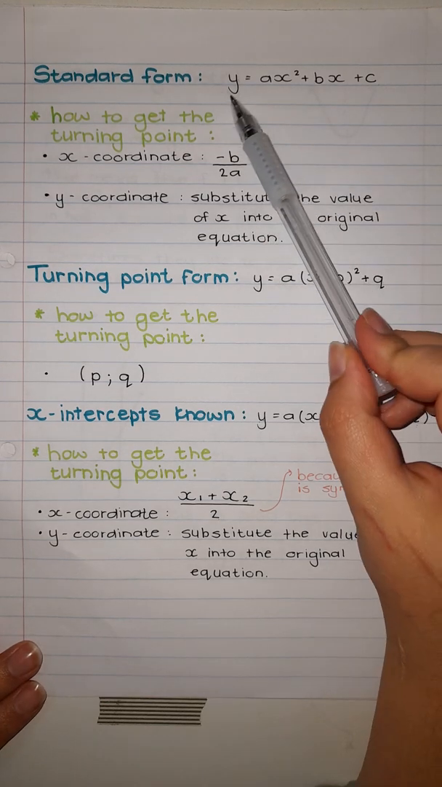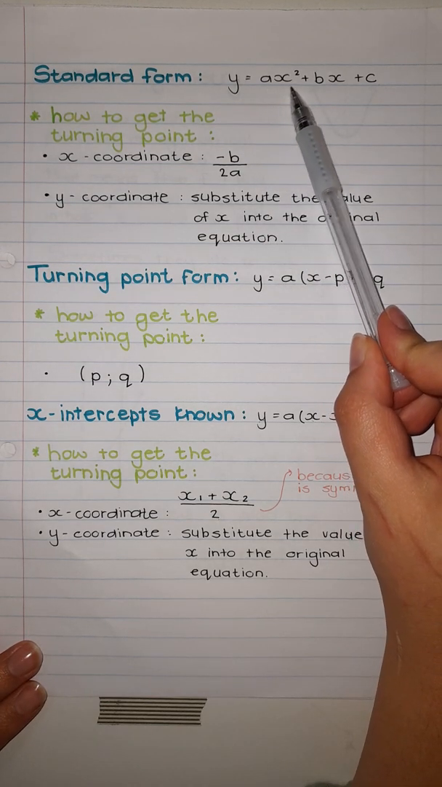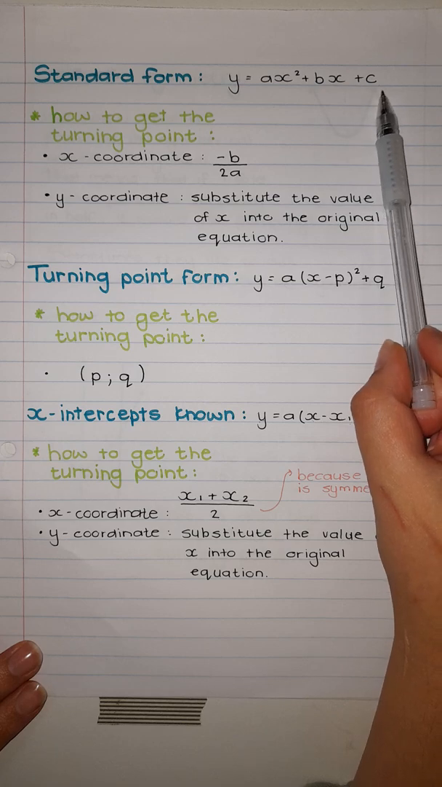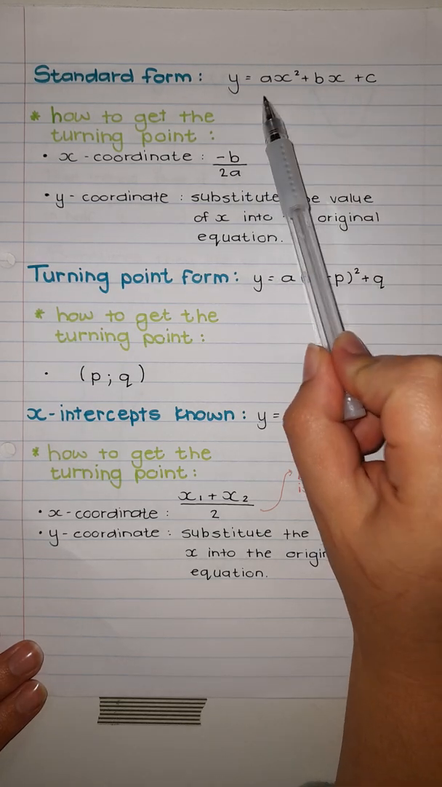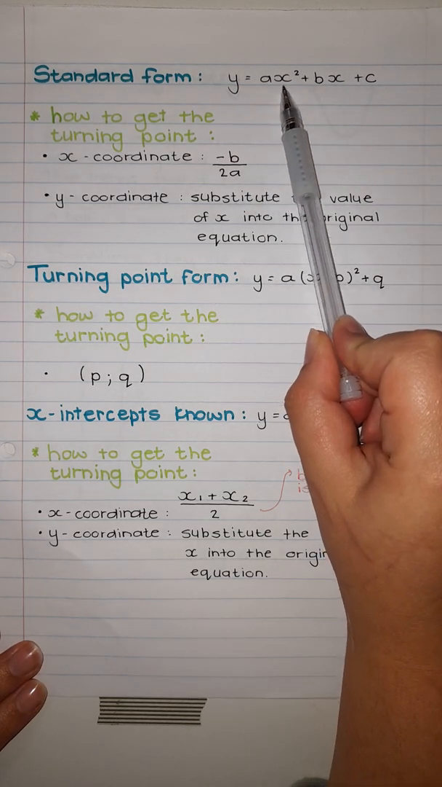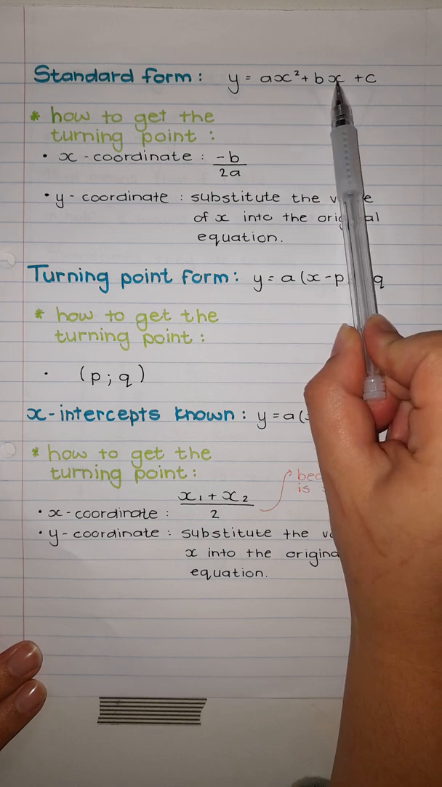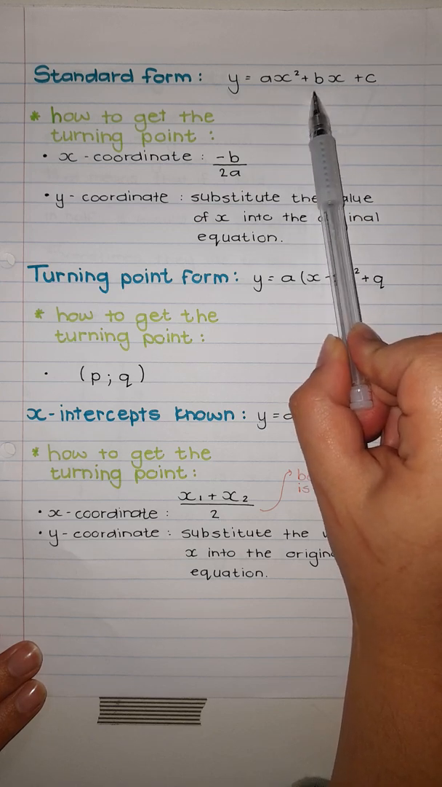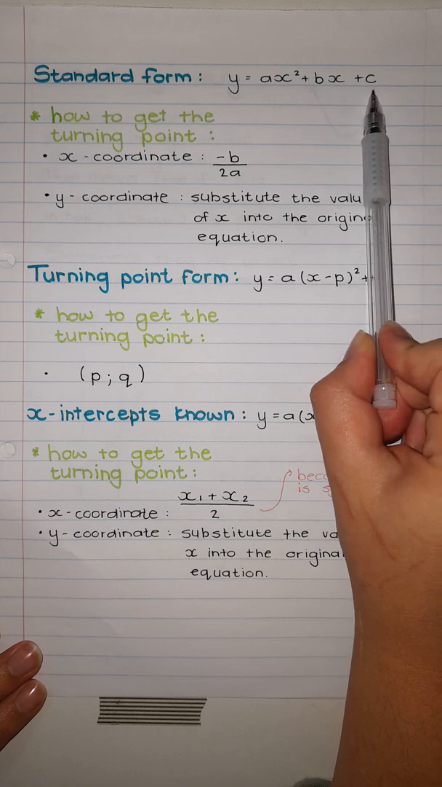Our standard form is y equals ax squared plus bx plus c, and when we get it in this form, whatever is in front of the x squared, we take as a, whatever is in front of the x is b, and our constant term is c.